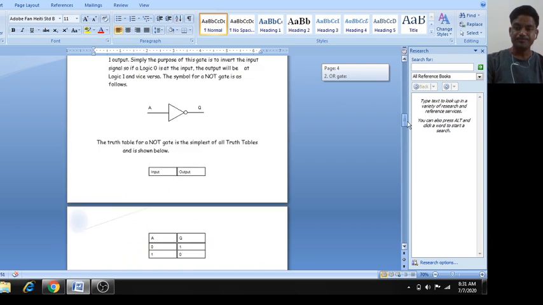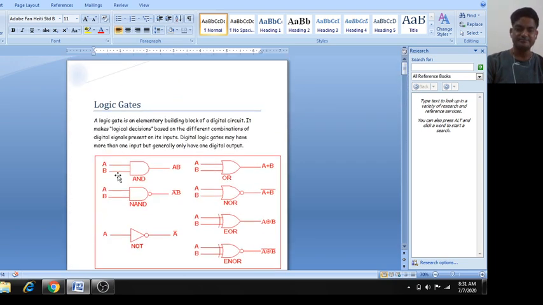Now you can see this is your AND gate, and the reverse of the AND gate is the NAND gate. The reverse of the OR gate is the NOR gate. The reverse of XOR is the XNOR gate.